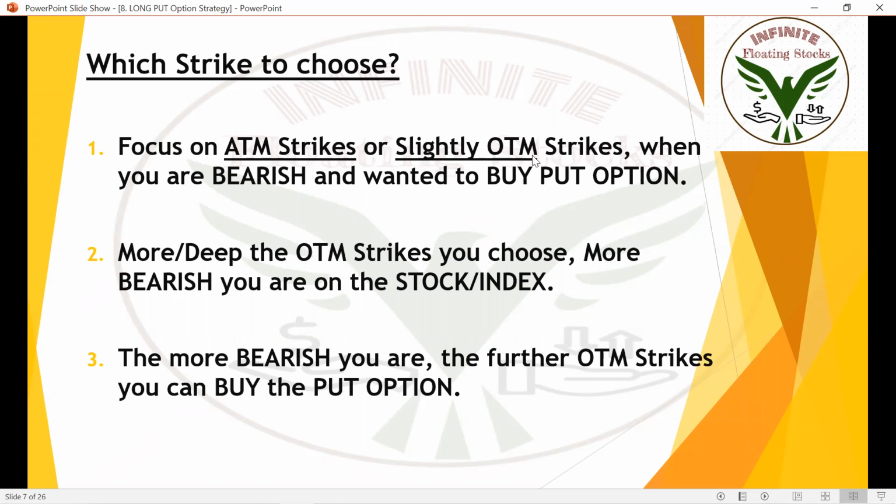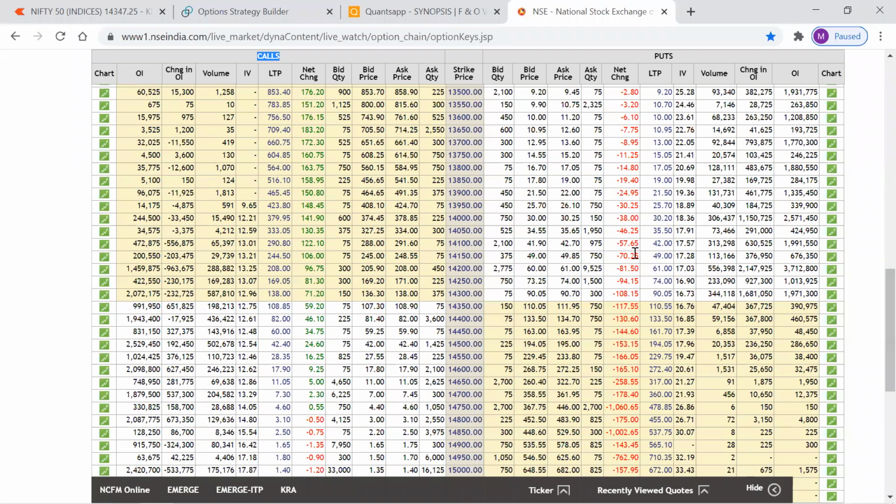OTM is the white area towards put. So what is slightly OTM? 14,250, 14,200 and 14,150 are slightly OTM strikes. I repeat, you need to be focusing on at the money strikes or slightly out of the money strikes when you're dealing with the long put option strategy.